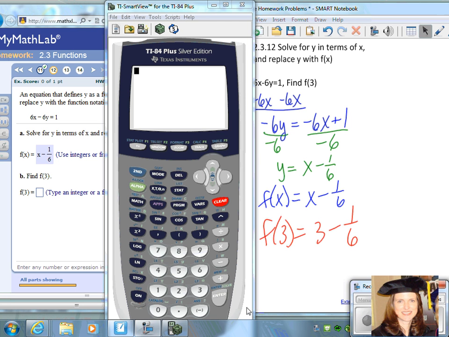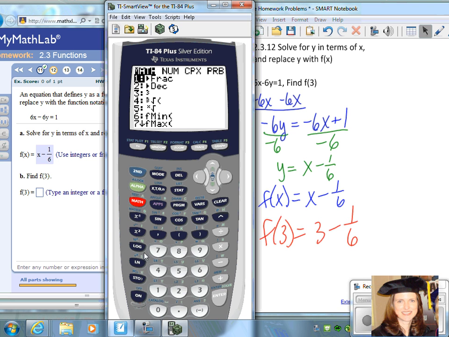With a graphing calculator to simplify 3 minus 1 over 6, you type in 3 minus 1 divided by 6 and press enter. You get a decimal value. The program is not going to accept that decimal answer, so you want to convert it to a fraction. You're going to press the math button, choose number 1, the option for fraction, and press enter. You see that this fraction is the same thing as 17 over 6.